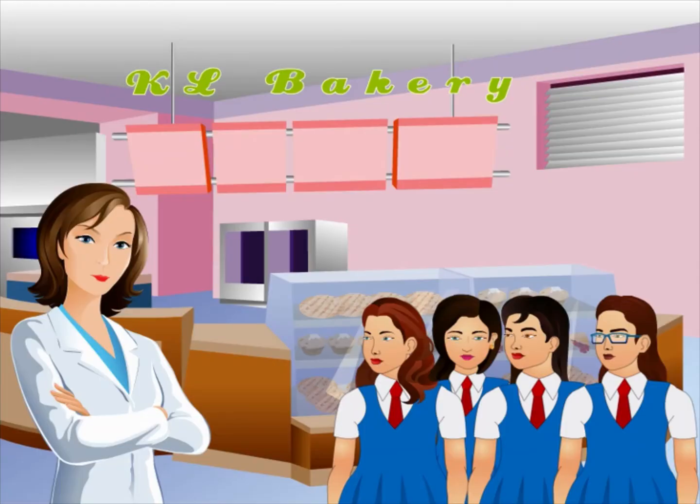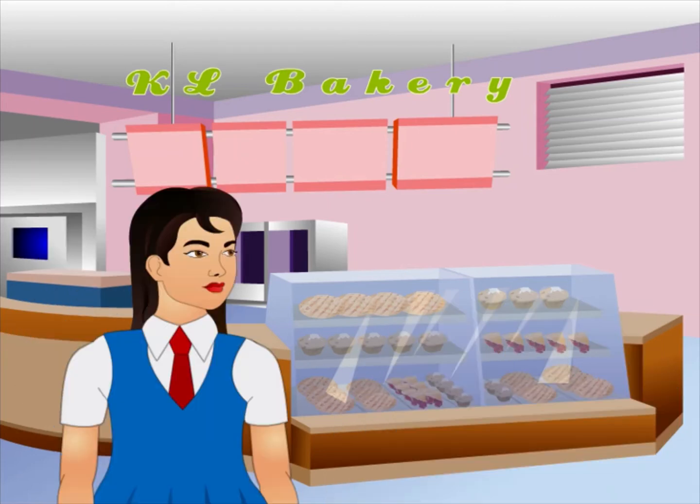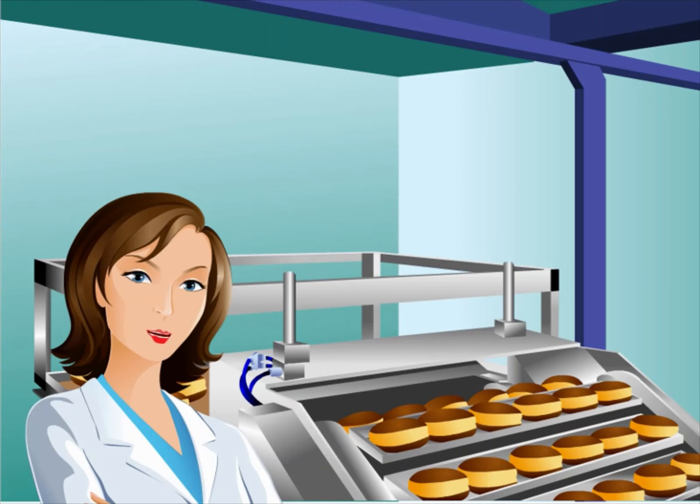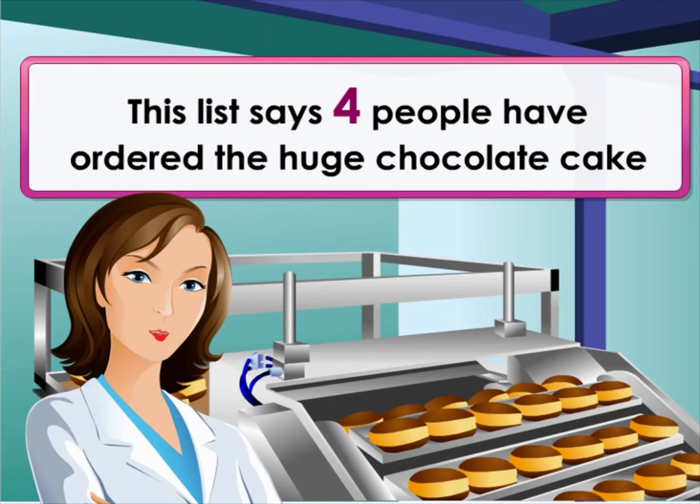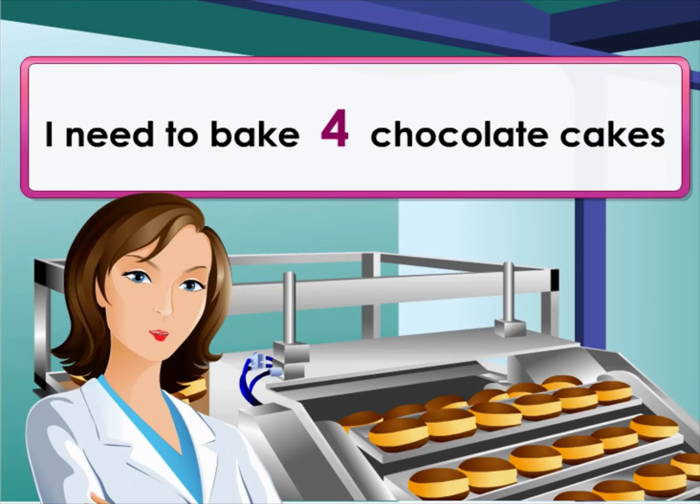Looks like the children have made friends with the baker. They're inside the bakery looking at the baker woman Rahima baking different kinds of cake. Wow! It smells delicious in here. Auntie, it looks like you're baking a huge chocolate cake. Can you tell me about the main ingredients in this cake? Of course. Now look at this table. I bake my chocolate cake here. Now let's see how many chocolate cakes we need to bake. This list says 4 people have ordered the huge chocolate cake. So I need to bake 4 chocolate cakes.